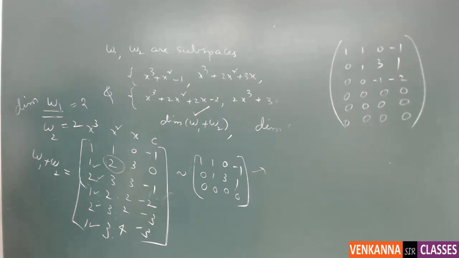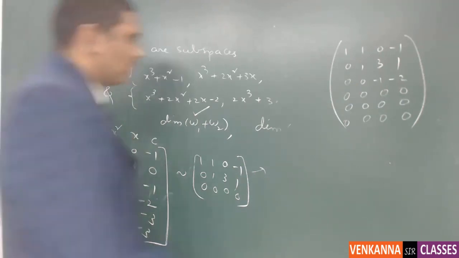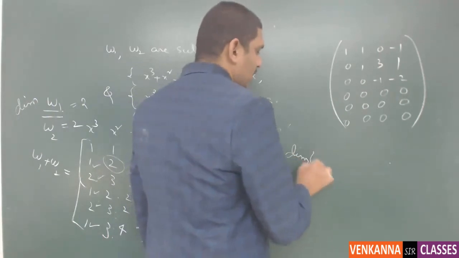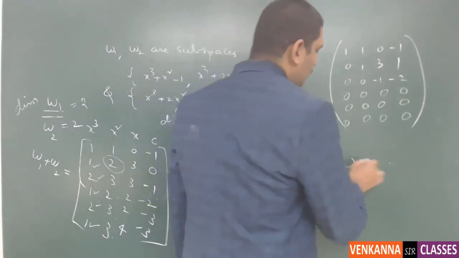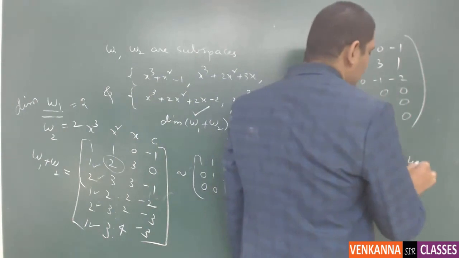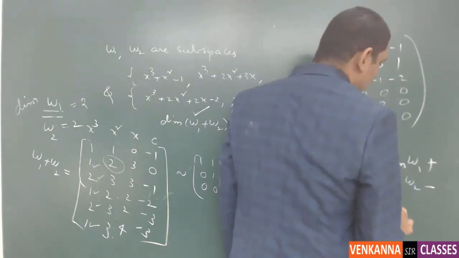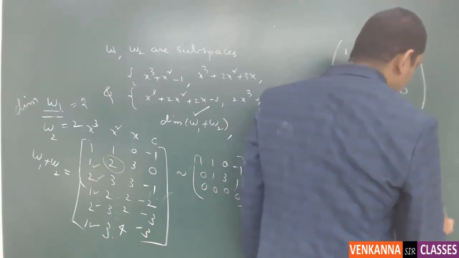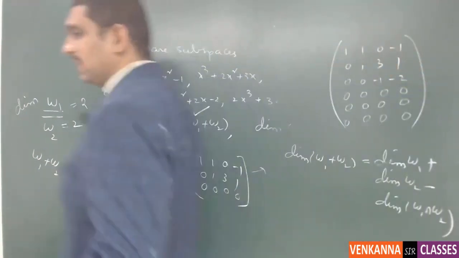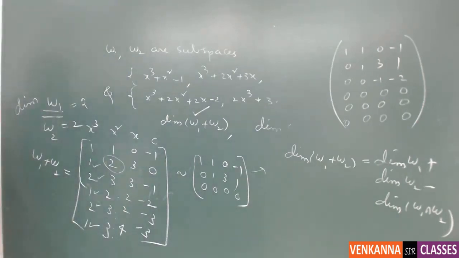Fine. So the last part is, remember that you need to find a dimension of intersection. It's very simple. I have given the formula. Dimension of W1 plus W2 is equal to dimension W1 plus dimension W2 minus dimension of the intersection. So you know the 3 values. You know what W1, W2 and W1 plus W2 dimensions are. If you substitute the values, you will get the dimension of intersection, which is nothing but 1.